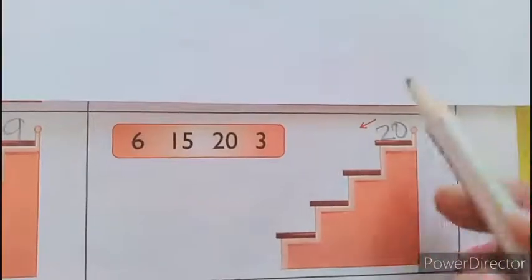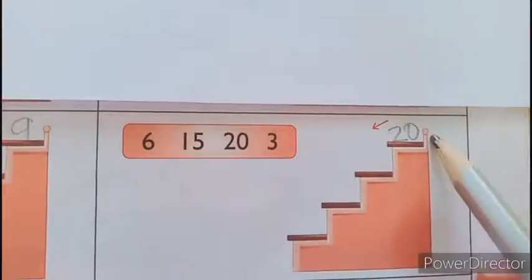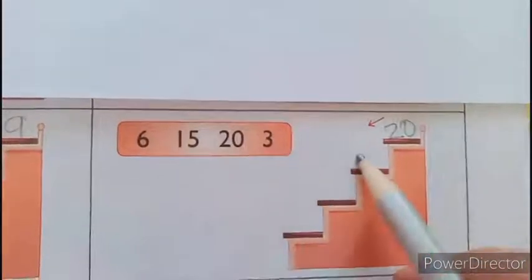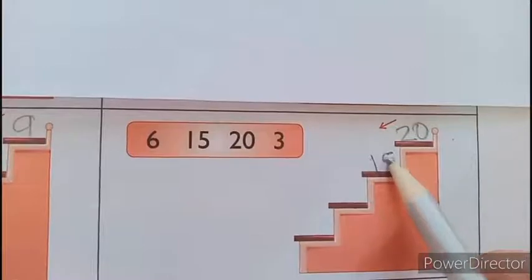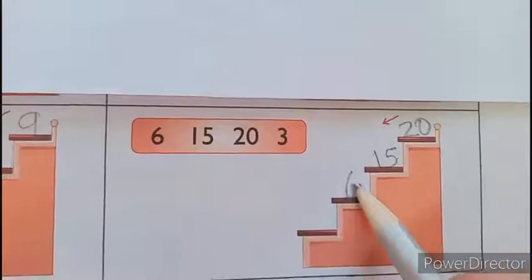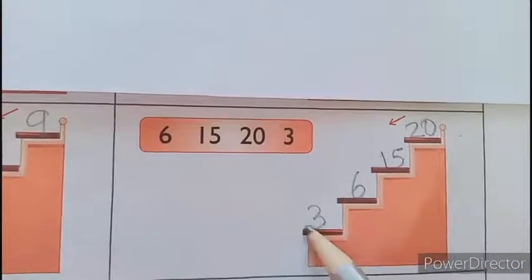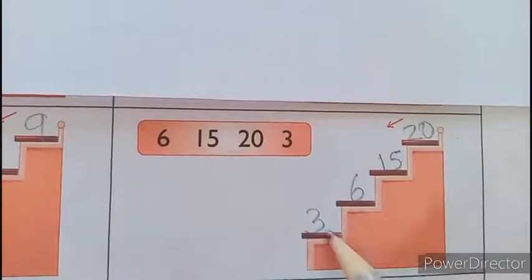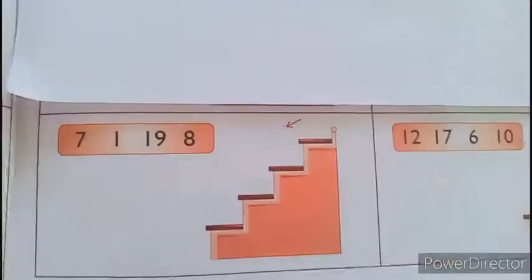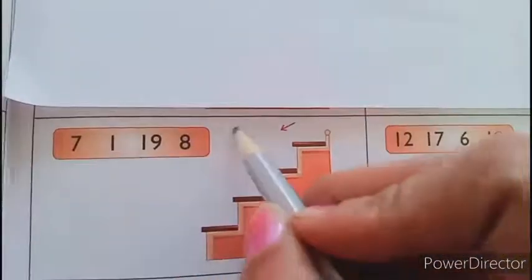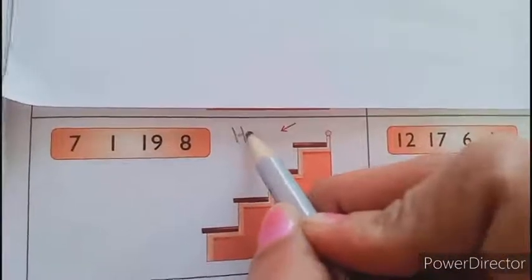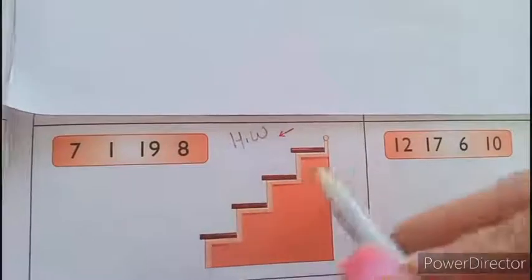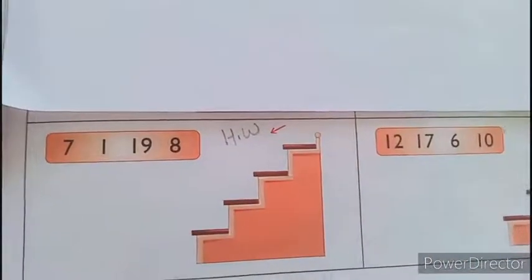Then 20. Then 15. Then 6. Then 3. This is decreasing order. Greatest to smallest number. Yes, page number 35 is also your homework. Okay.